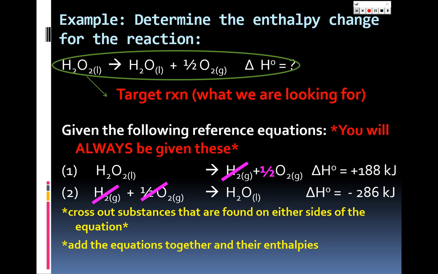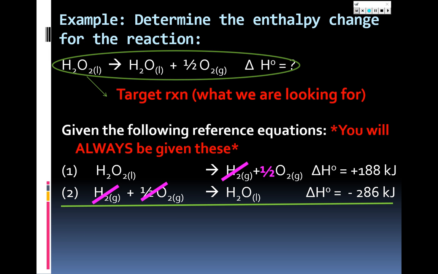So now it's going to be like we're in grade 3. Everything's in a column, and we're going to add up the columns. So what's left on the reactant side? H2O2 only. Is that what we want? Yes. On this side, what's left? H2O, good. Half an O2, good. And then don't forget, we also have to do this. Positive 188 plus negative 286.